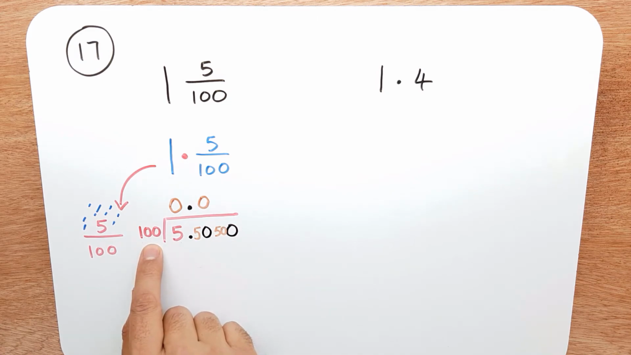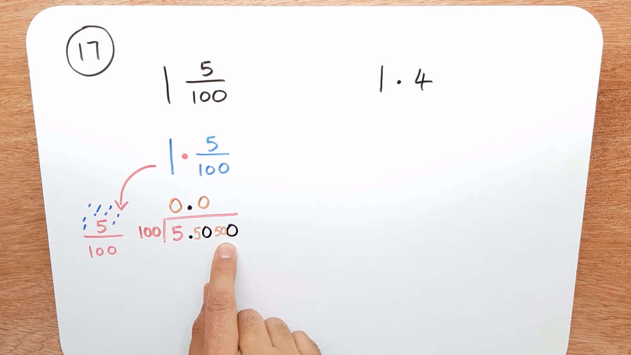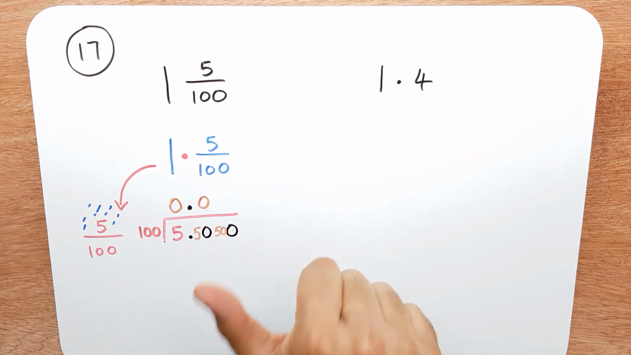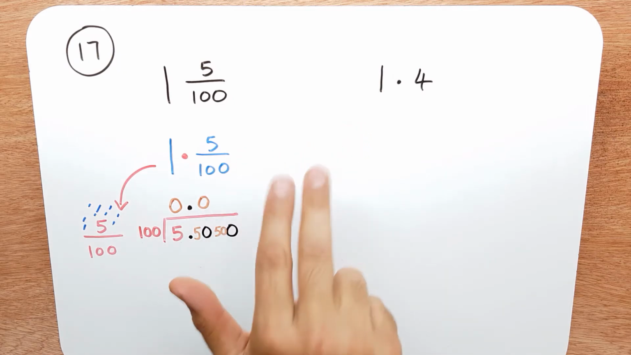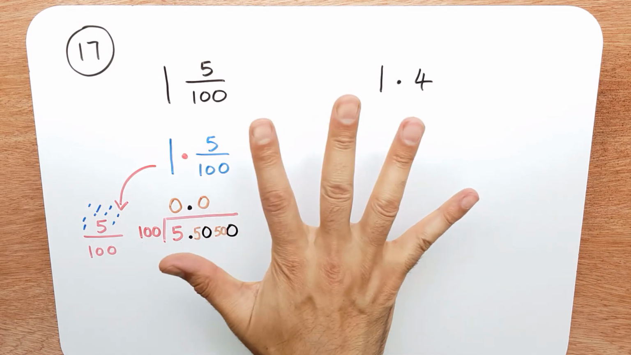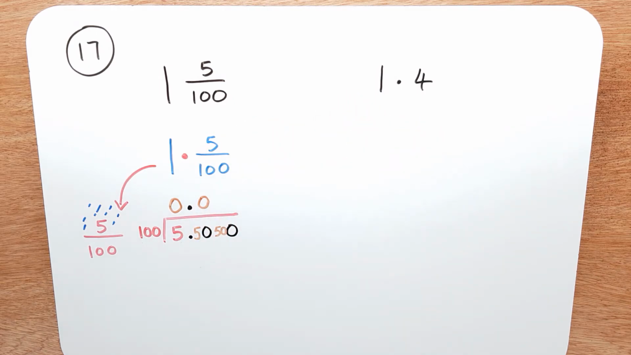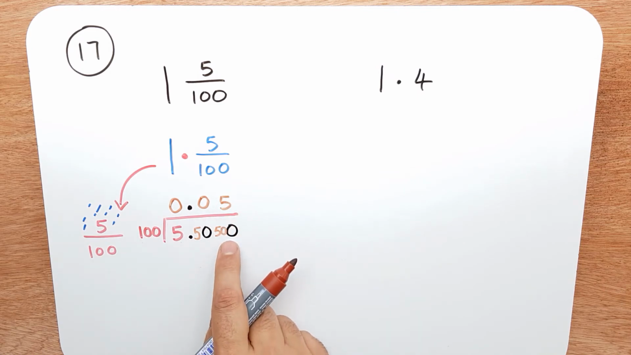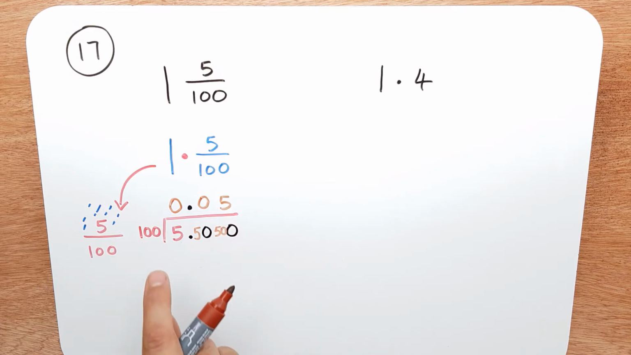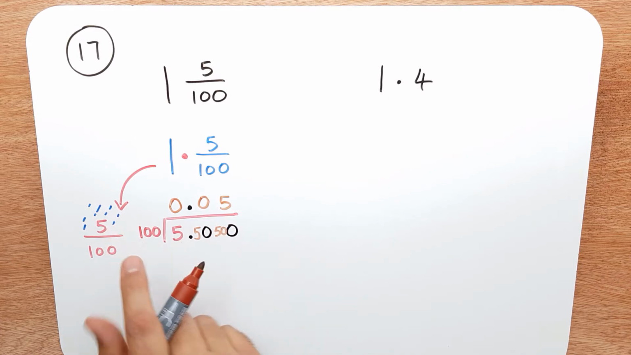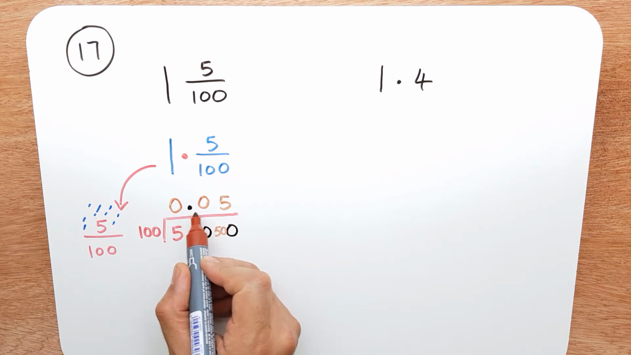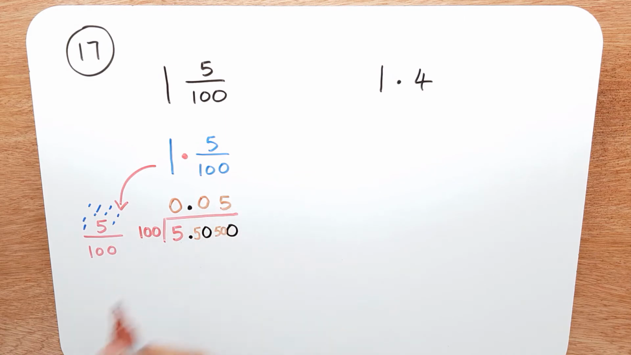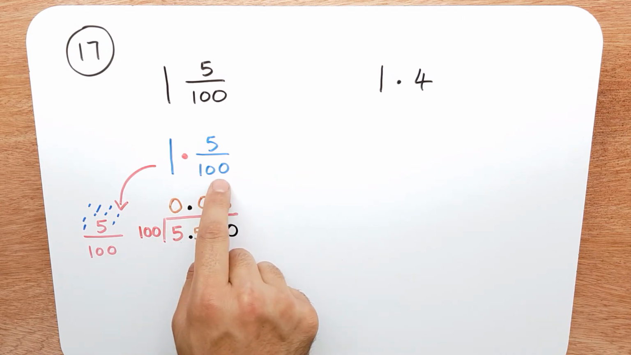How many 100s are there in 500? So if I count up in 100s until I get to 500, so it's 100, 200, 300, 400 and 500. So there's 5 lots of 100. So I can put 5 here, and because there's no remainder I can stop. So 5 100ths is 0.05. Now what I can do is finish this off.